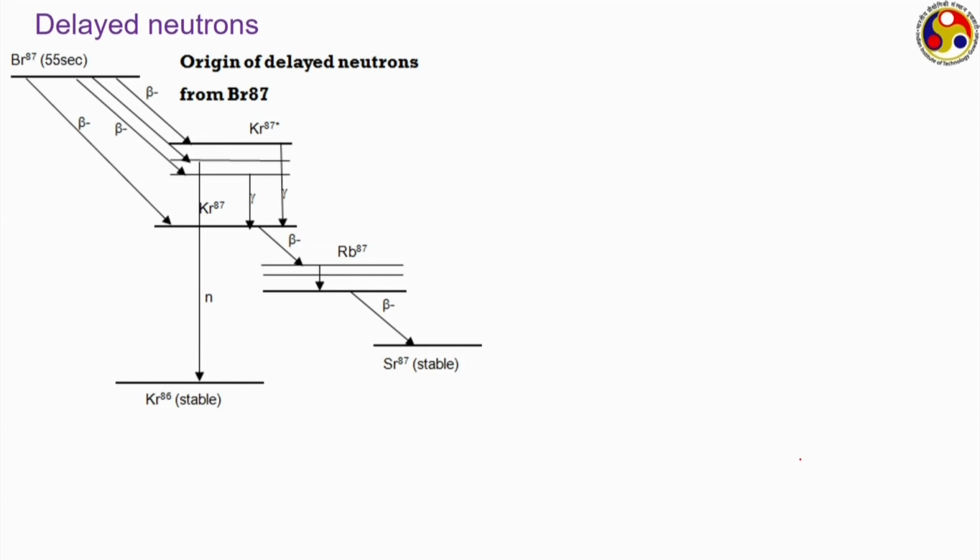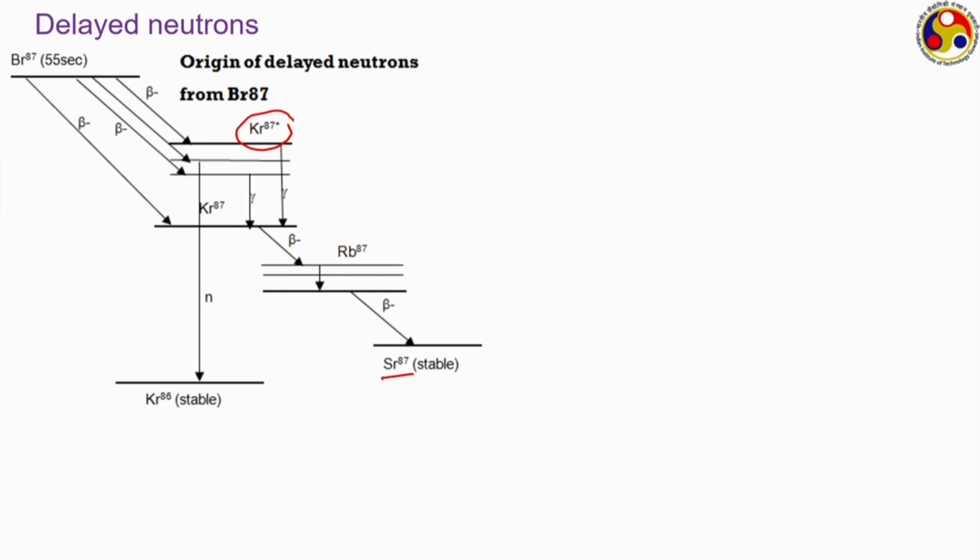Like one chain is shown here for bromine 87, it has a half life of about 55 seconds. During its decay it commonly produces krypton. Now, krypton again can have several kinds of isotopes. If we consider this one, krypton 87 star, which means an excited krypton 87, it can undergo a gamma decay to come back to normal krypton 87, and then it can go through 2 levels of beta decay to finally reach Sr 87. But there can be other routes also.